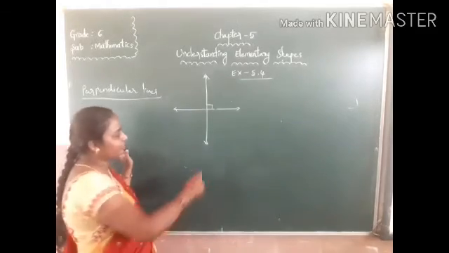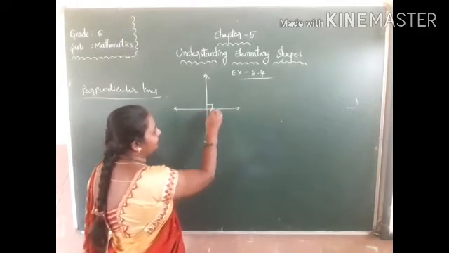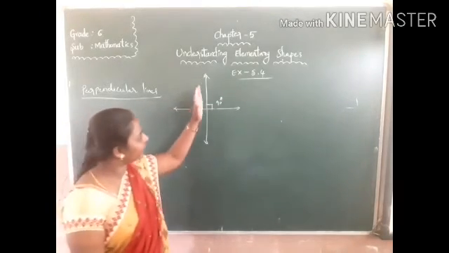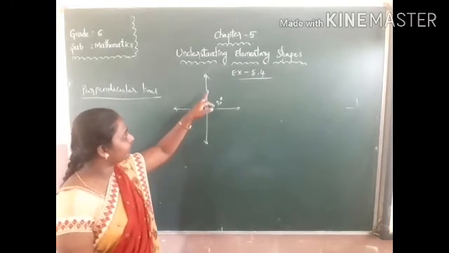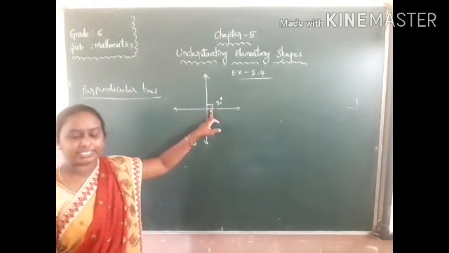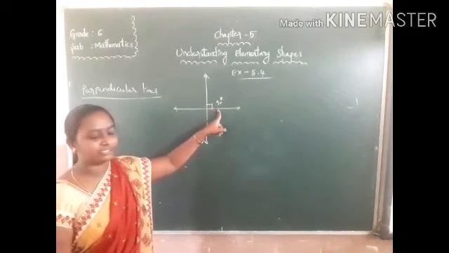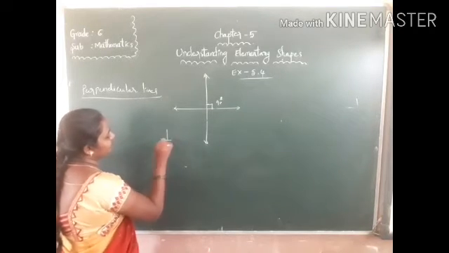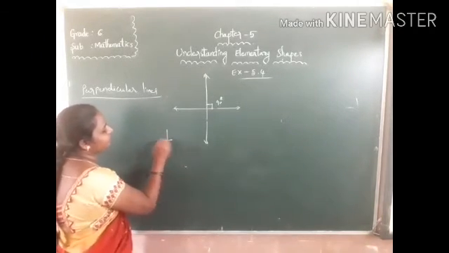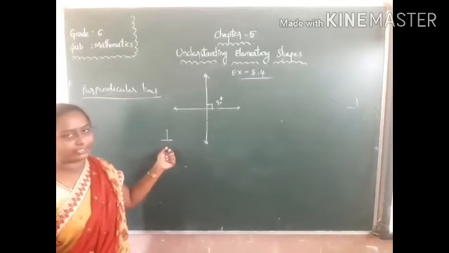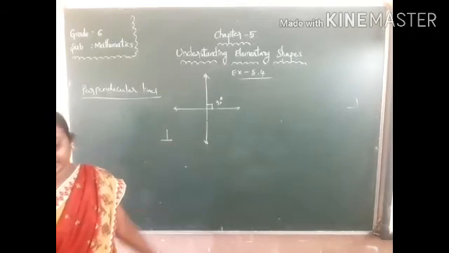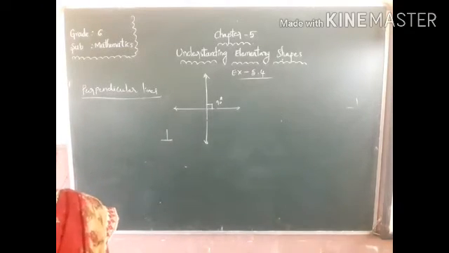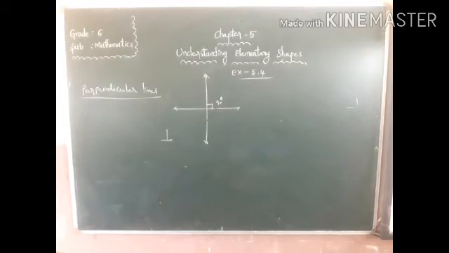Then those lines are said to be perpendicular lines. If two lines intersect, the angle between them is a right angle, then the two lines are said to be perpendicular lines. The symbol for perpendicular is the reverse letter T. Okay, children? So right now we go for exercise 5.5. Take your textbooks.